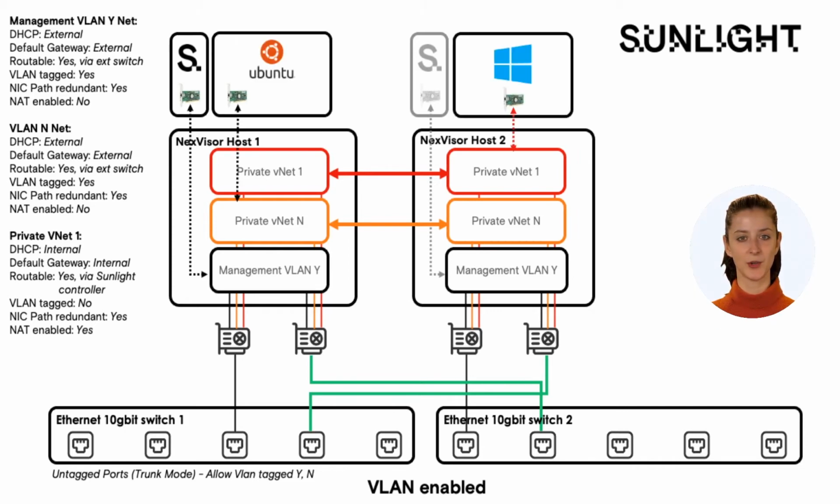As before, you can now deploy your workloads and attach them to either a VLAN-tagged network or a Sunlight private network. The whole network stack is completely redundant and tolerant to network path failure, individual switch failure, and complete host failure, where the workloads will restart on another host, along with the Sunlight cluster dashboard service.